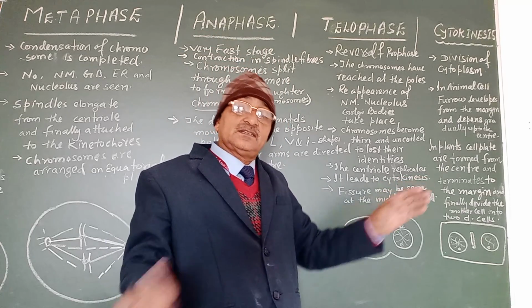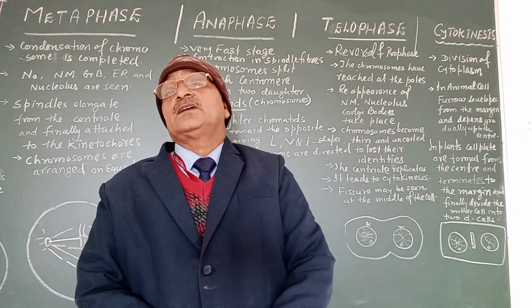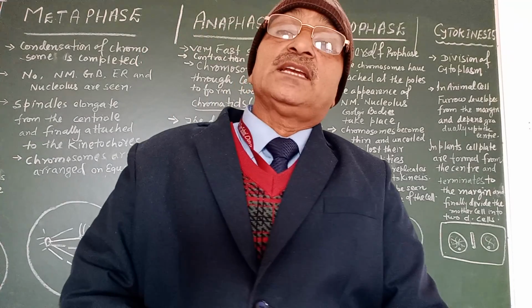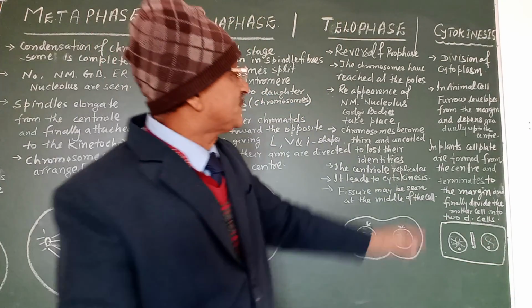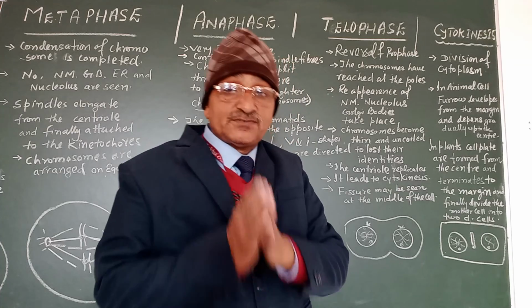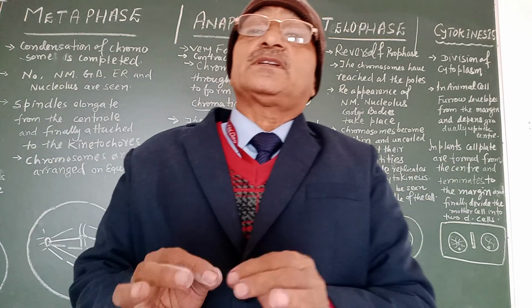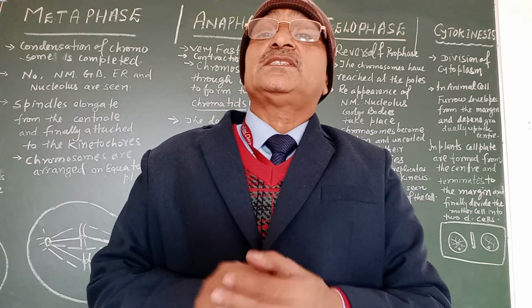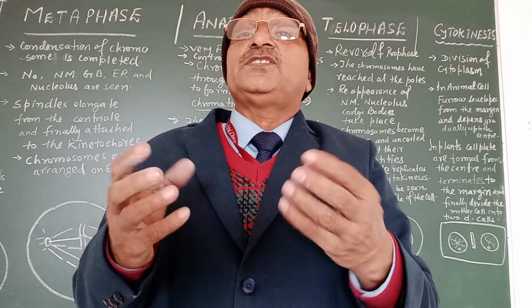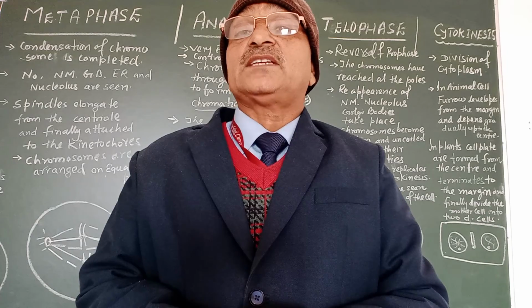This is the final stage of karyokinesis and leads to the cytokinesis. So what happens in cytokinesis? Cytokinesis is defined as division of cytoplasm. It differs in plants and animals. The questions generally ask in which way it is different in plants and animals.